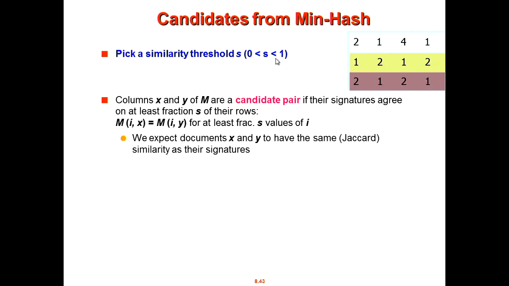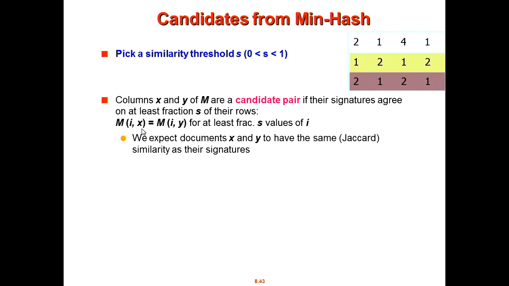There is a thorough analysis for this LSH technique, and I also try to explain the theory behind it, but it's still not that straightforward or easy to understand. Assume that we have a similarity threshold S. Columns X and Y of the signature matrix are a candidate pair if their signatures agree on at least a fraction S of their rows. Remember that the similarity between two signatures is the fraction of hash functions in the matrix that agree on the same value. So if two columns are a candidate pair, the similarity computed from their signatures is at least S, which means at least a fraction S of their rows agree on the same value.